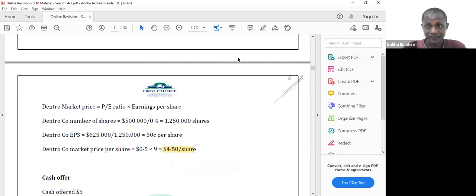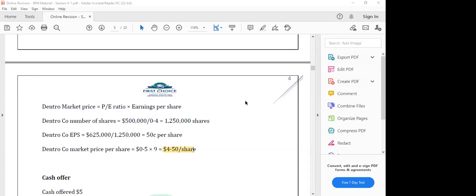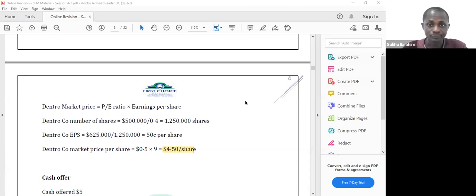Did you understand this? Yes, that's the correct figure. The 0.45 is the earnings per share. So the market price per share over earnings per share is what is given. That's 8, so times 1.125 will give you 9 for Dentroco. I believe that is clear. So let us continue.